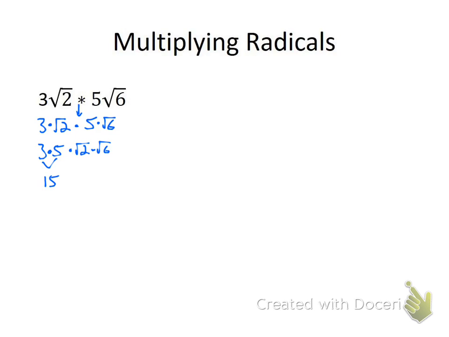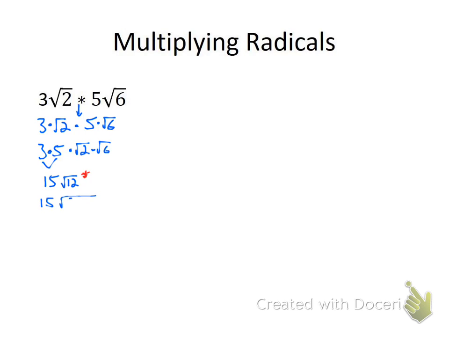3 times 5 gives me 15. Root 2 times root 6, well, when I'm multiplying values that are in radicals, I basically multiply those radicands, and that becomes 15 roots of 12. Now, you would think that we're done, but I do want to keep us in this mindset. Anytime you simplify radicals, we need to stop and check our radicand and see if we can simplify it. I know that the root of 12 is probably not the simplest form of that.